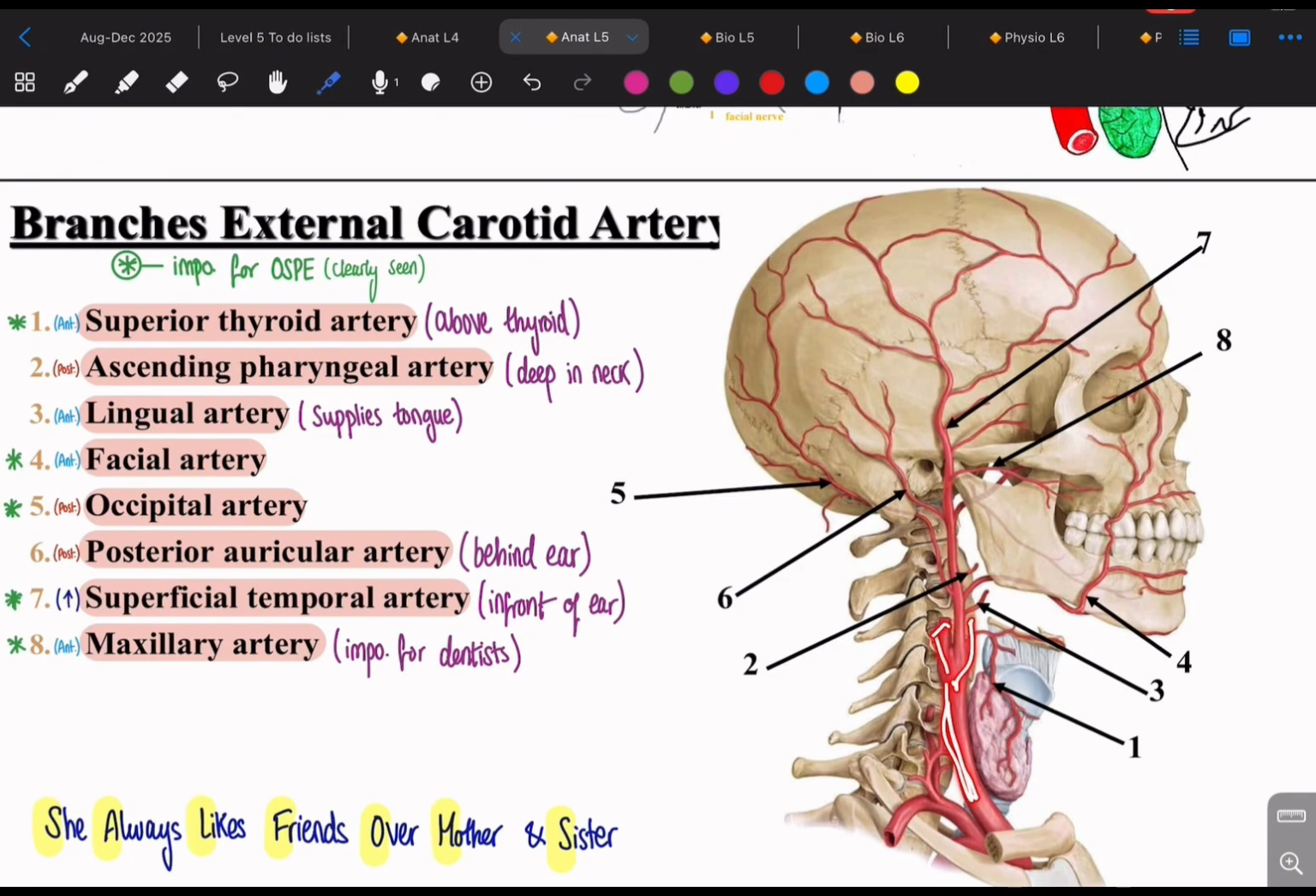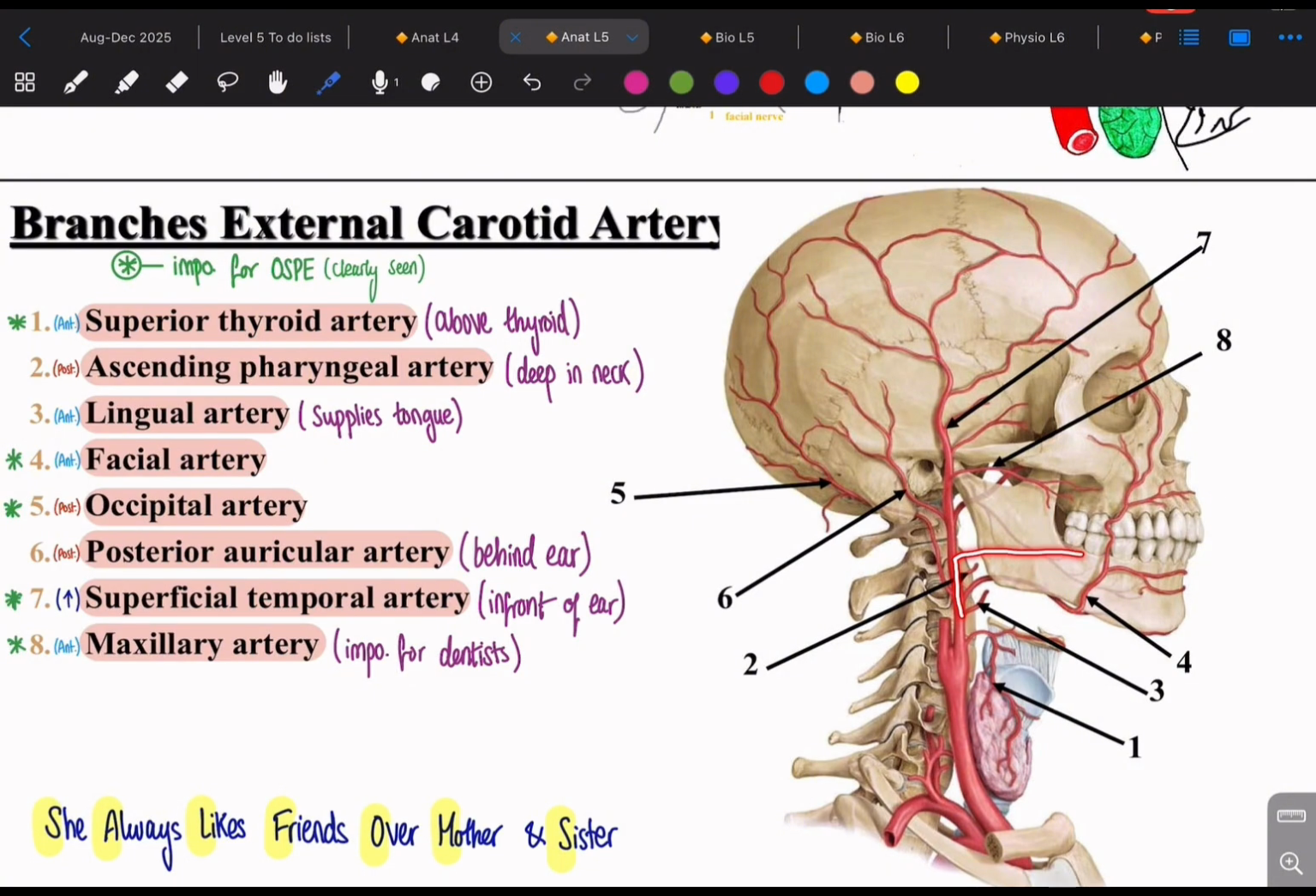We're going to forget about the internal. We're going to see the external. And the external, the first branch it's going to give is going to be what? It's going to be to the thyroid gland. So it's going to be known as the superior thyroid artery. It's going to be anterior. Then it's going to give another branch, which is going to be posterior. It's going to go to the pharynx. So it's going to be known as the ascending pharyngeal artery. Ascending pharyngeal artery. Okay? Then we're going to move upwards.